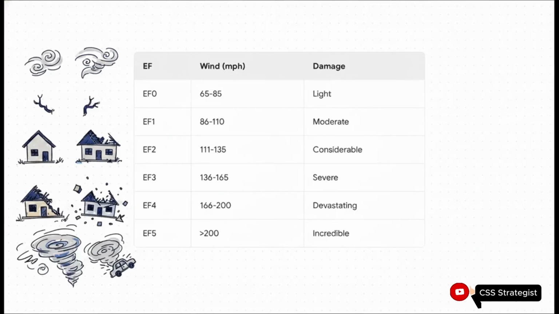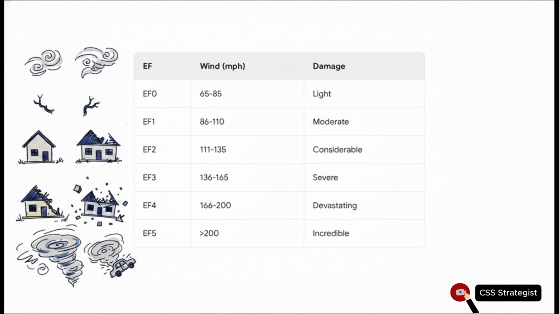To fix that and ensure real scientific accuracy, meteorologists upgraded to the enhanced Fujita, or the EF scale, back in 2007. This scale ranges from EF0 to EF5. When you hear a storm gets an EF5 rating, that implies winds over 200 miles per hour and, quite frankly, incredible damage.